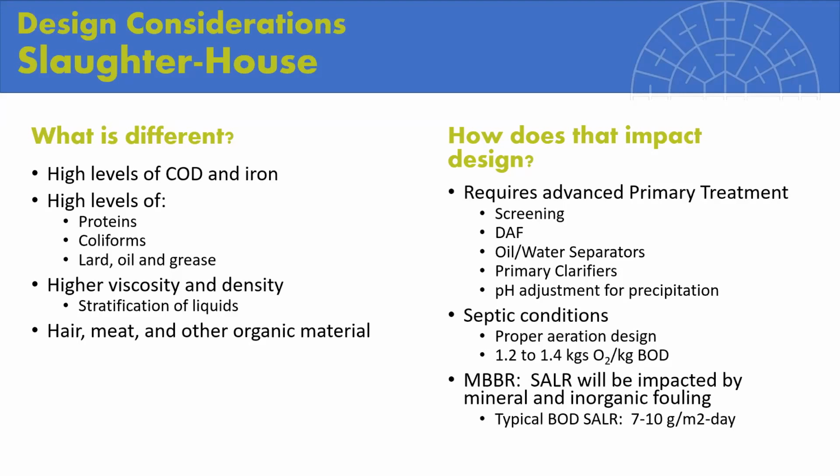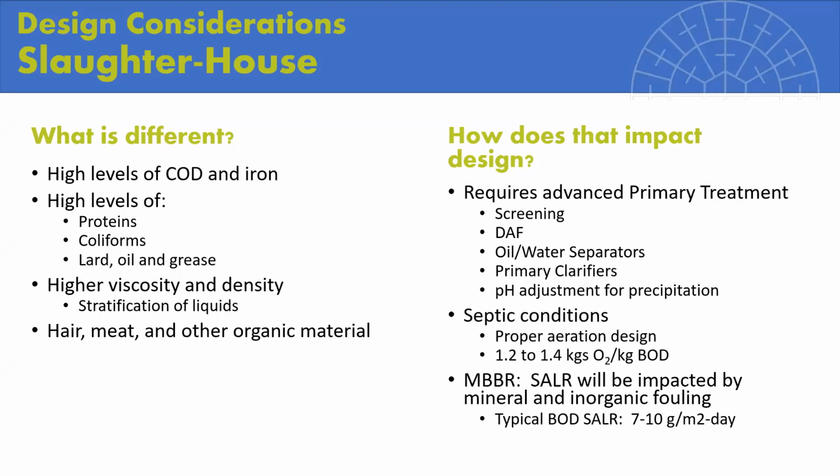Some of the most common things we see with slaughterhouses are going to be high levels of COD, BOD. There's also a lot of proteins in the wastewater, amino acids that typically come from the butchering process. In some places where blood is introduced into the system, we'll see high levels of iron.